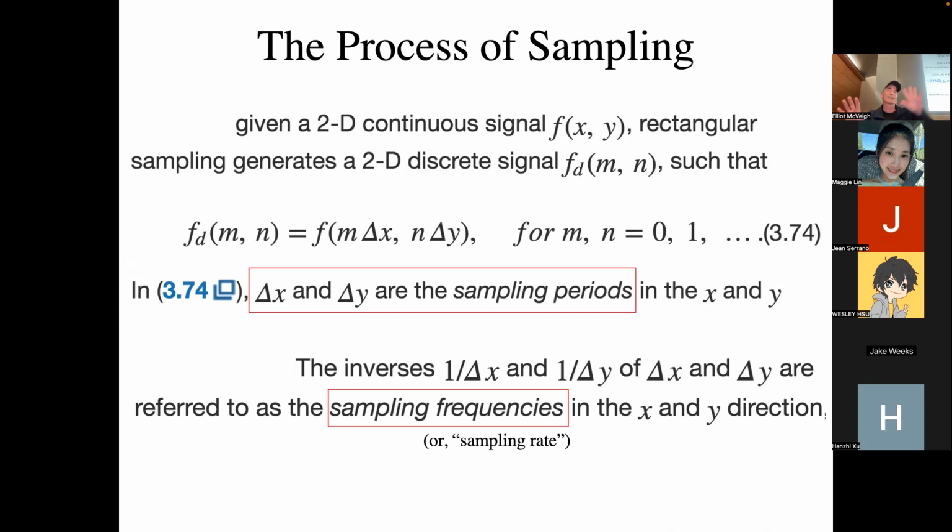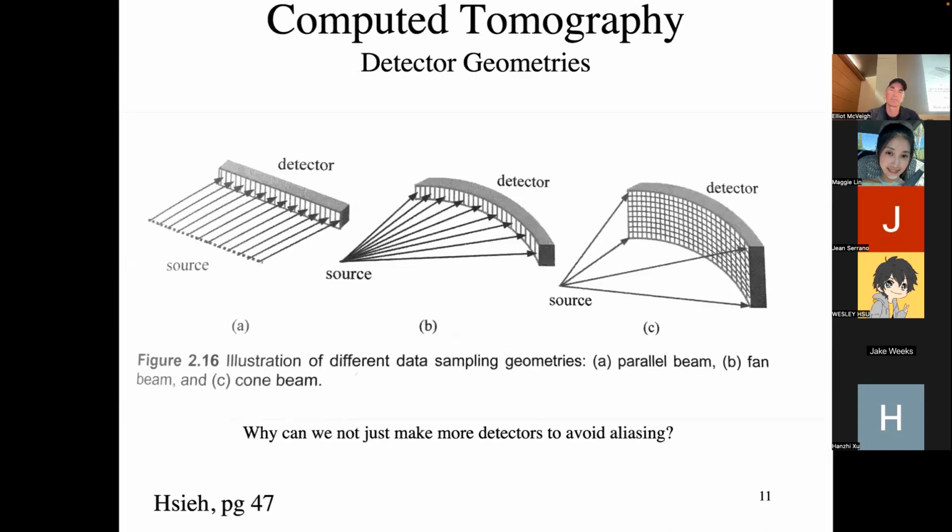That sure sounds like a spatial frequency in the Fourier domain, right? If you have samples per centimeter, it's a frequency. So we're going to see how that works out, how we set that. How are these sampling rates set in imaging?